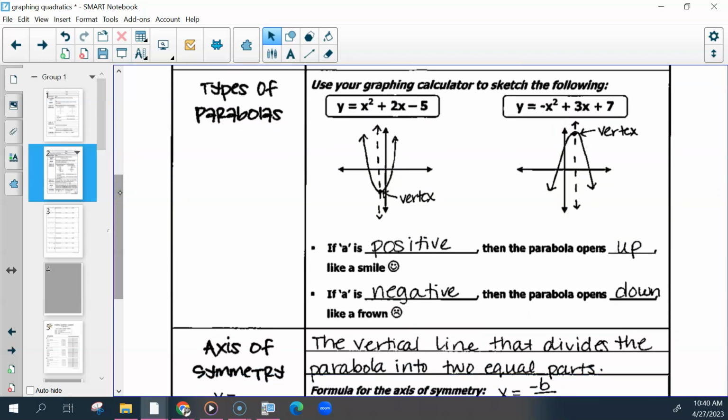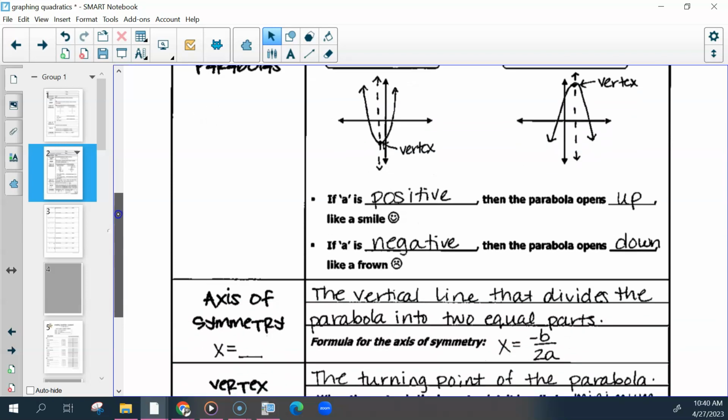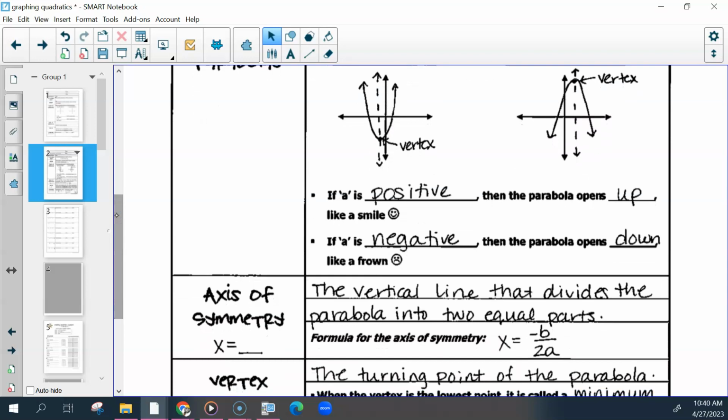If your a value is positive, your parabola, the U shape, is going to face up. If it's negative, it's going to face down. And then there are some specific characteristics we need to know about a quadratic. One of them is the axis of symmetry. That is a vertical line that divides the parabola into two equal parts. So we're going to draw it in the first couple times, but then you won't really see it. It's really invisible. It just shows that it's cutting it in half.